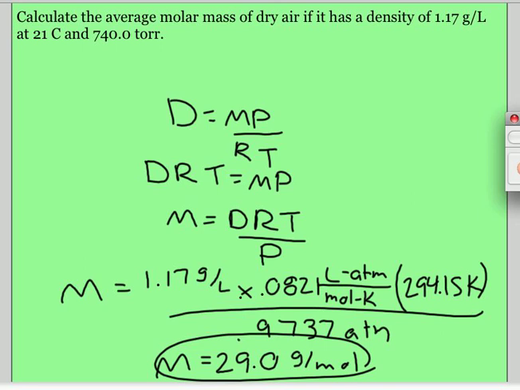So I divided it by 760 to get it into atmospheres first. You could have changed it into kPa and gotten the same answer. The important thing is you used the right equation, you plugged it in, and you got 29.0 grams per mole. So make sure you do this for homework. These aren't hard, but if you're not practicing them, the test can get pretty nasty.